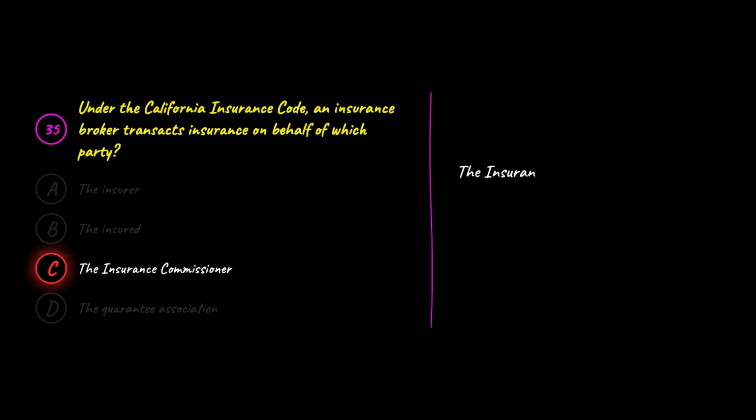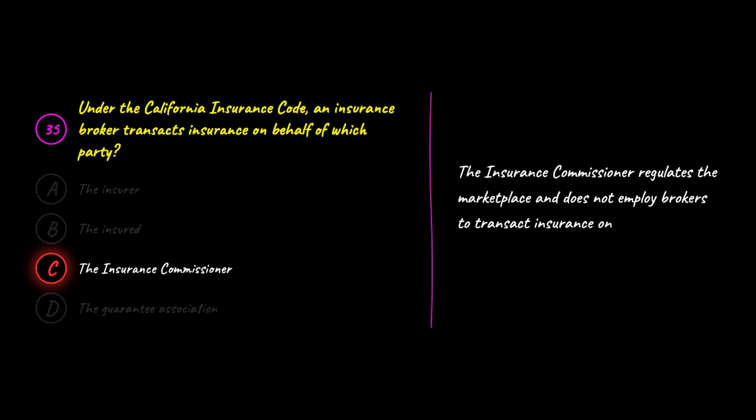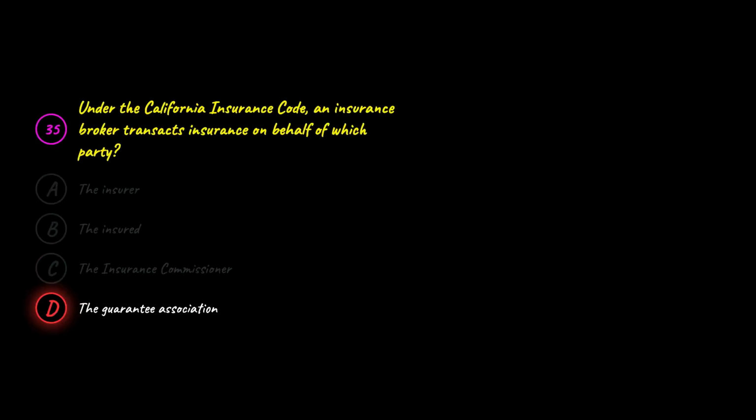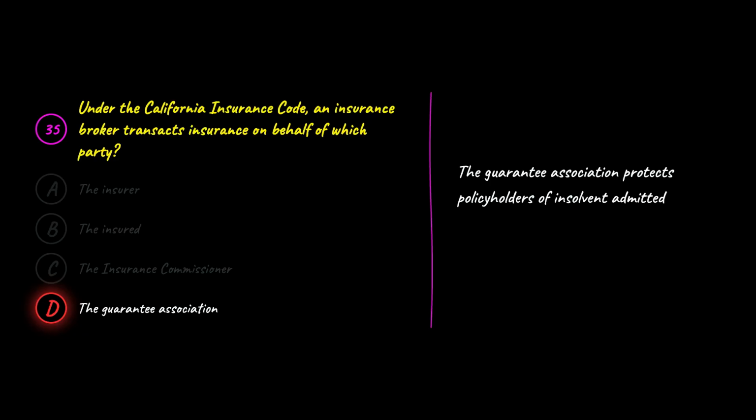C is wrong because the insurance commissioner regulates the marketplace and does not employ brokers to transact insurance on the commissioner's behalf. D is wrong because the guarantee association protects policyholders of insolvent, admitted insurers and has no role as a principal for whom a broker acts.